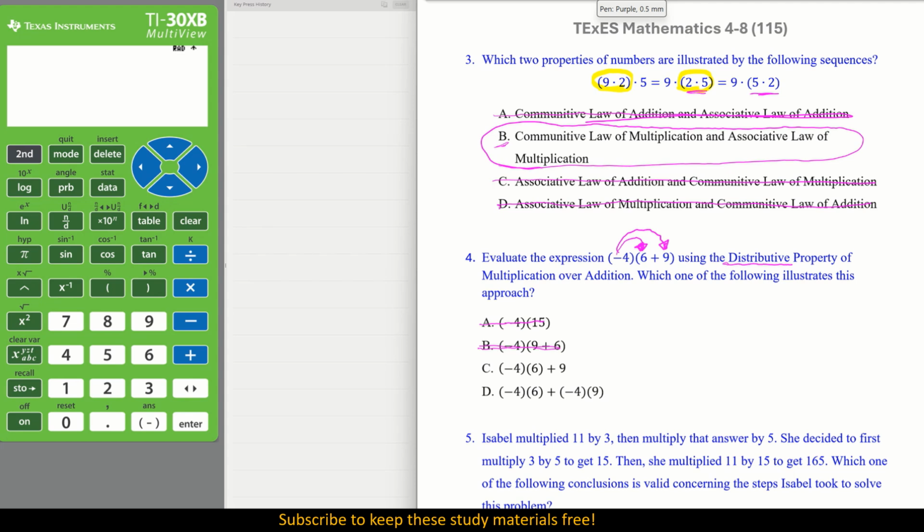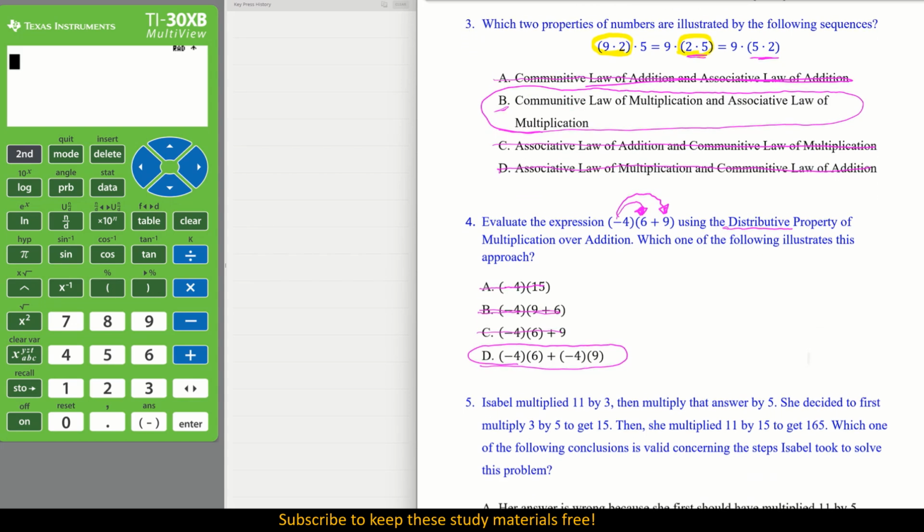Well, no, because they didn't multiply -4 times the 9. See that? They left 9 alone. So C won't work. However, D gives us the correct value. Now, if you're unsure about any of these, A and B will give you the same answer as the expression given to us in the problem. But if you try C, it won't give you the same value, so you'd automatically be able to eliminate C. Okay? So using your calculator would help you slightly. All right, let's go to number 5.